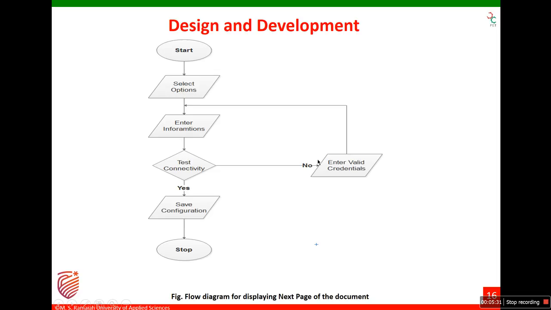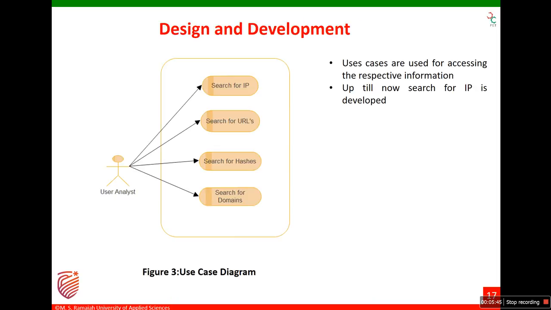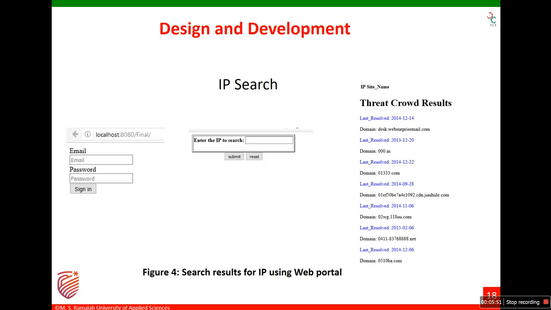This is the flow chart. It starts from selecting options, entering information, test connectivity, save config and stop. If test connectivity doesn't succeed, it goes back: enter valid credentials and go back to the information. And this is the use case for the user analyst. The analyst can search IPs, URLs, hashes and domains.